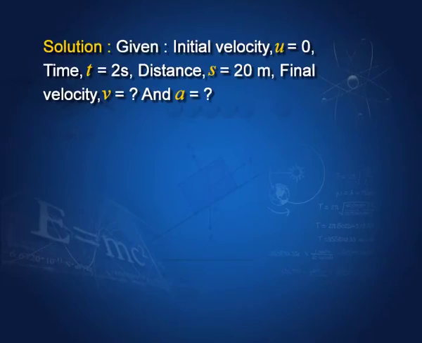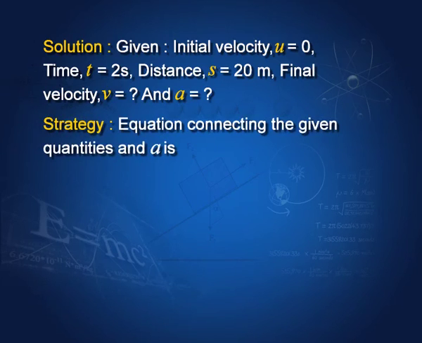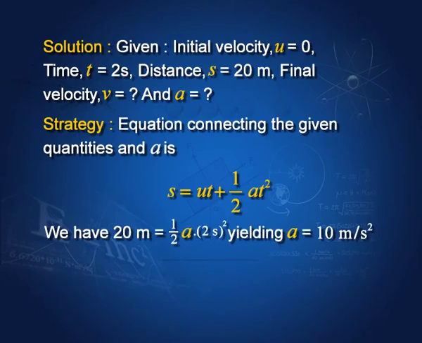Again, we note that we are given initial velocity, which is 0 because we started from rest. We are given time t equal to 2 seconds, and we are given distance equal to 20 meters. For the final velocity, we have to find v, and we also have to find a. Now, the equation connecting the given quantities and a is s equals u t plus half a t squared. We use this equation, and we find a equal to 10 meters per second squared.